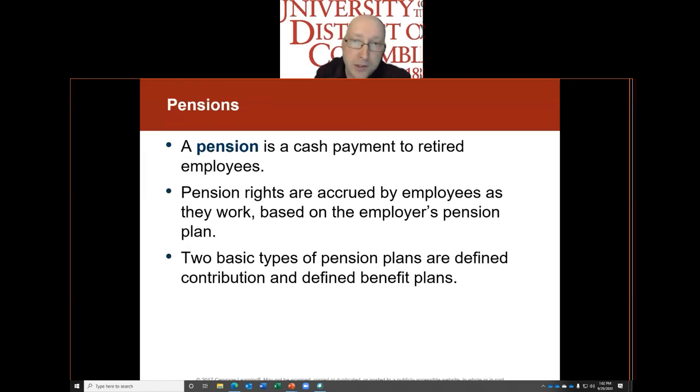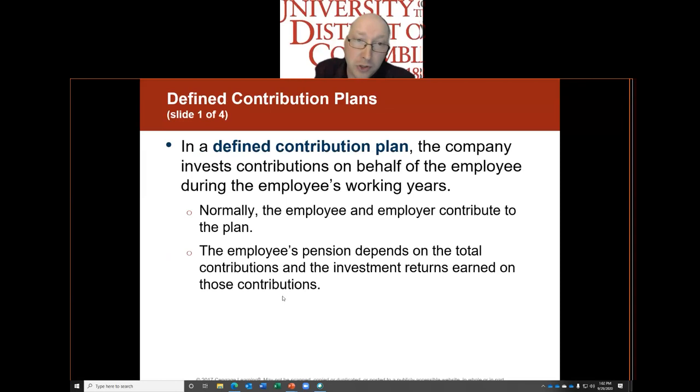Okay, pensions. Pensions are for retired persons of the company. They're kind of going away, so they're not as common as they used to be. If you get employed by a company that still has a pension, good for you. Hopefully you'll get it. Pension rights are accrued by the employee as they work based off of the pension plan. There are two types: defined contribution and defined benefit. A defined contribution plan is where the company invests contributions on the employee's behalf.